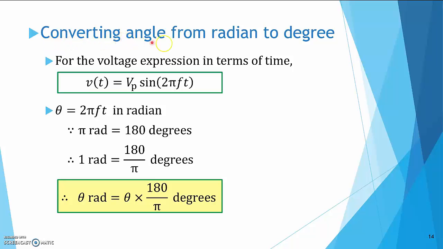Now you learn to convert an angle in units of radians to degrees. Since π radians is equal to 180 degrees, dividing this whole equation by π, you have this equation. Now we have 1 radian is equal to this. So 2 radians is equal to 2 times this, 3 radians is equal to 3 times this, and in general, θ radians is equal to θ times 180 divided by π degrees.